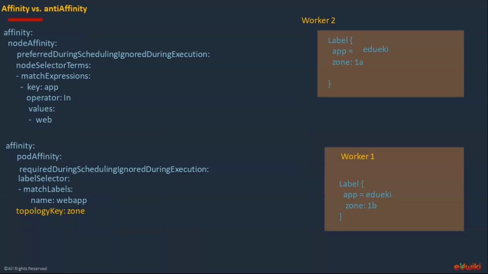That means whenever you are trying to decide in which worker node you want to deploy, you first go and check if that worker node has already some existing pods with this label. If the worker node already has pods with the label mentioned in the label selector, then you please prefer that.